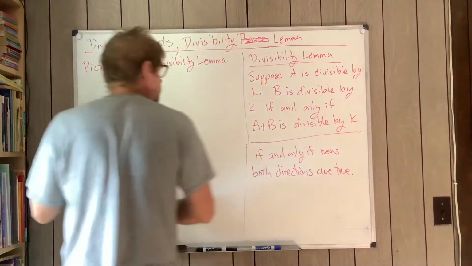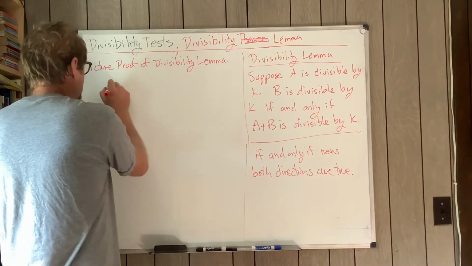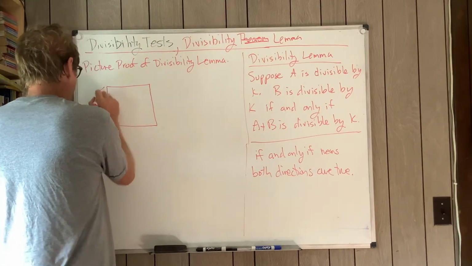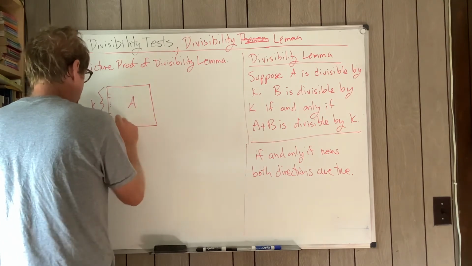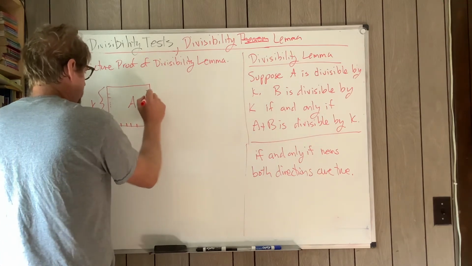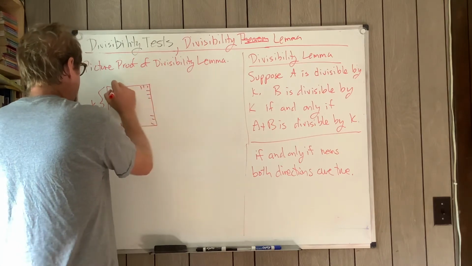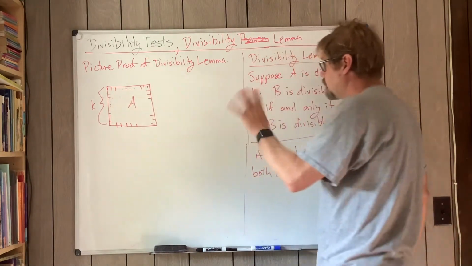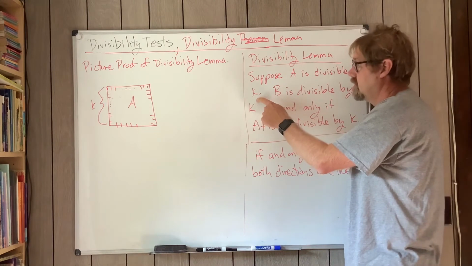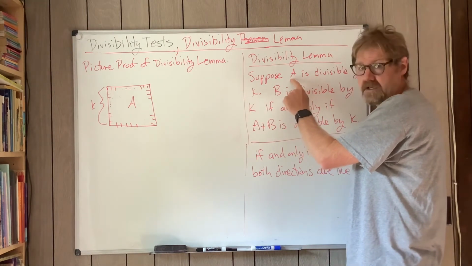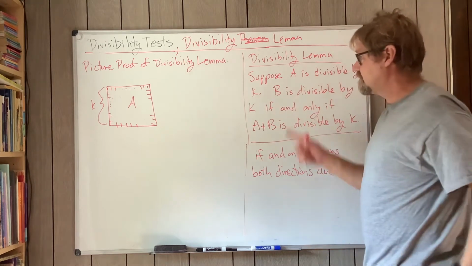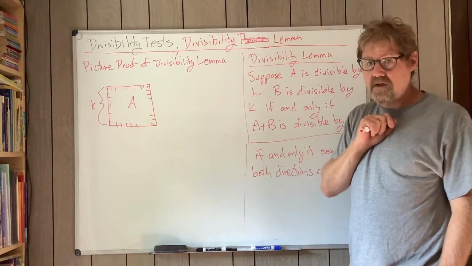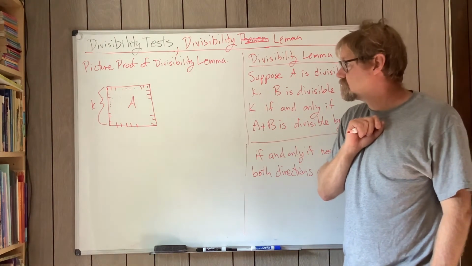So here's what I'm going to do. Suppose A is divisible by K. When we start doing this, I want to be able to do this for general, any whole number that this works for. So I need to show that A can divide up evenly into K rows. So I'm going to write it that way. Okay.